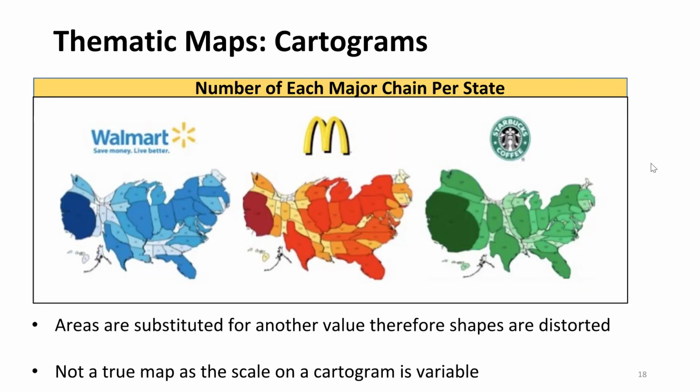So one other type of map, I think these maps are really fun, are cartograms. So the areas of these maps are substituted for another value, and the shapes are distorted. So it's not a true map, as the scale of this cartogram is variable. However, it can help us to represent things visually.